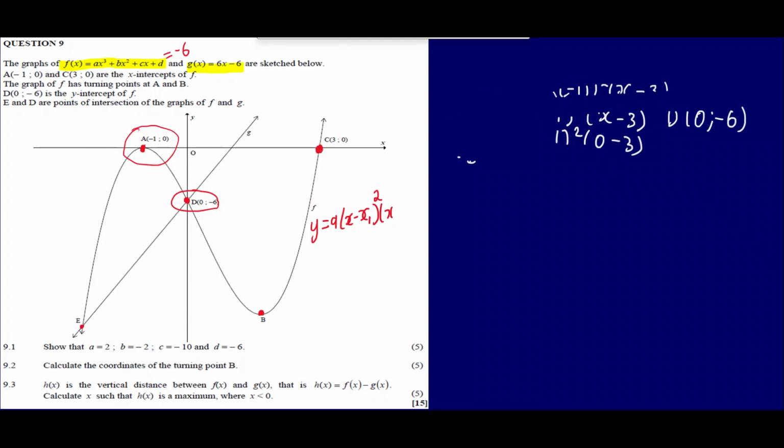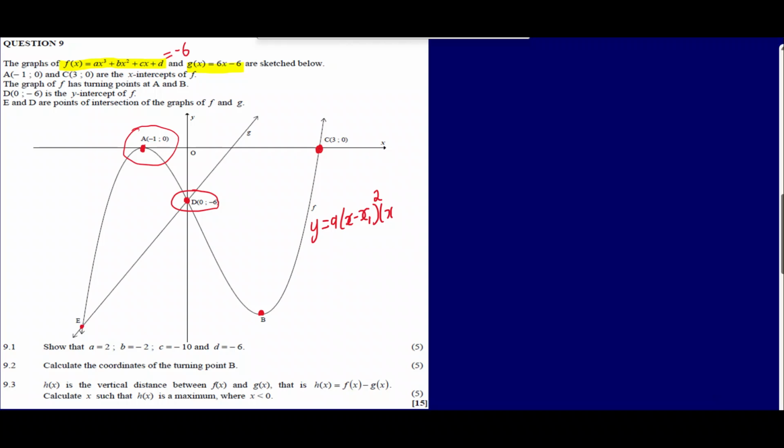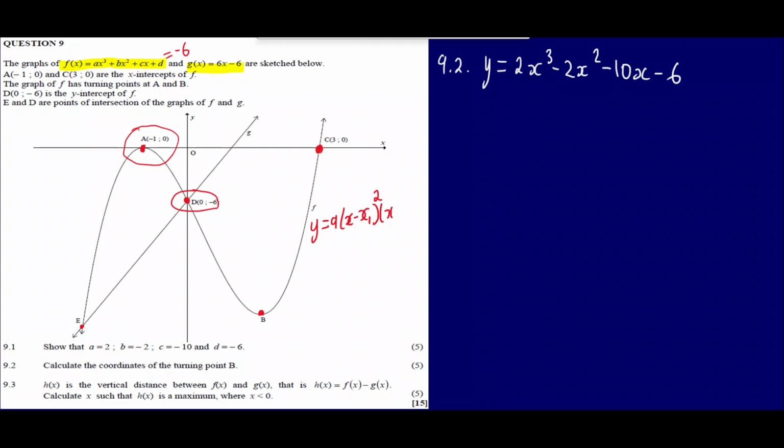So we have gotten the equation of the graph, and for the next question, they are looking for the turning point's coordinate. So calculate the turning point's coordinate. There's a difference between a question asking for the x coordinates of the turning point and a question asking for the coordinates of the turning point. So 9.2, quickly this question: y is equal to 2x cubed minus 2x squared minus 10x and minus 6. So here we have the equation of the graph.